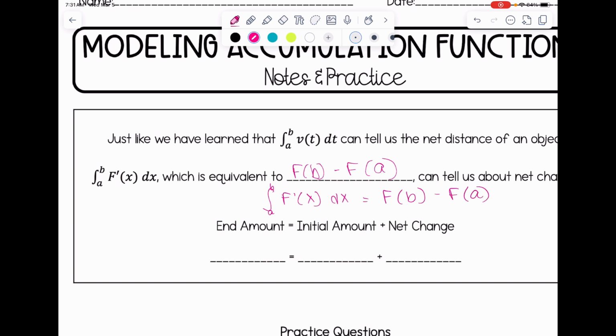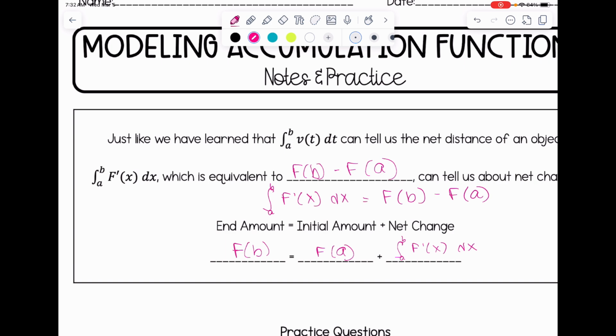We could rearrange that equation a little bit because in many questions, you're going to be asked to identify the end amount of some sort of application. The end amount in this case is f of b. So if I rewrite this by adding f of a to both sides, we get this variation of that equation. The end amount is equal to the initial amount plus net change, or f of b is equal to f of a plus the definite integral from a to b of f prime of x dx.